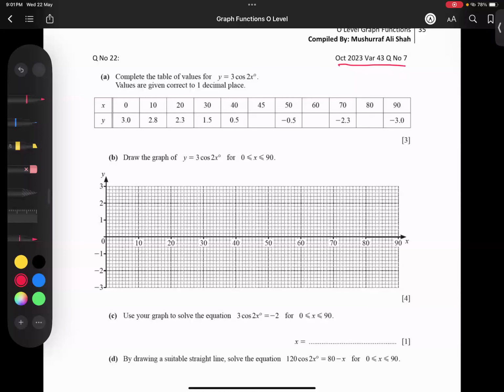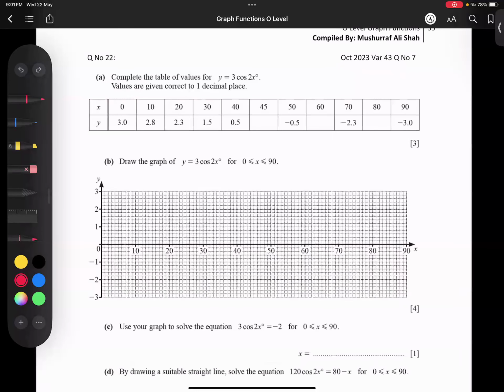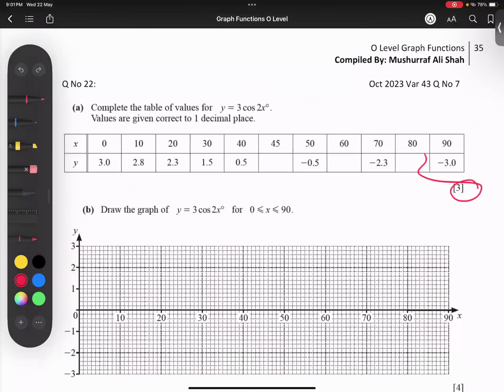Okay, let's start. First of all, it's 3 marks. There are 3 empty spaces you can see. So plug in this 45 in the place of this x. But how to plug in? Some students don't know how to plug in. Let me help you. 3 times cos of the bracket 2 times 45 degrees. And 2 times 45 degrees is 0, so when you type it in the calculator, it gives you 0. You can check your calculator even.